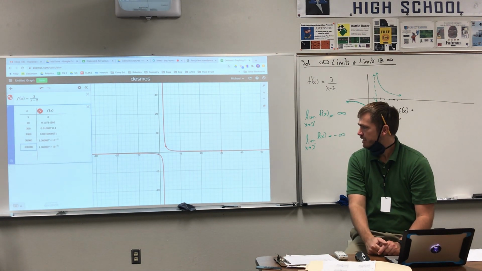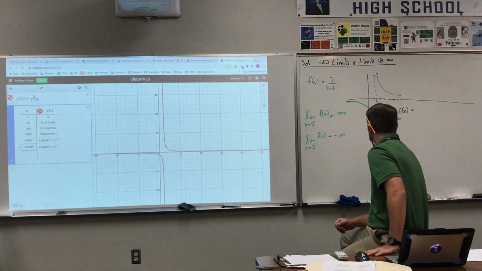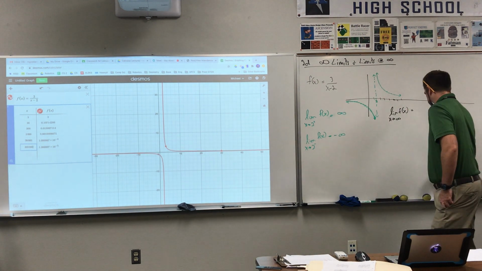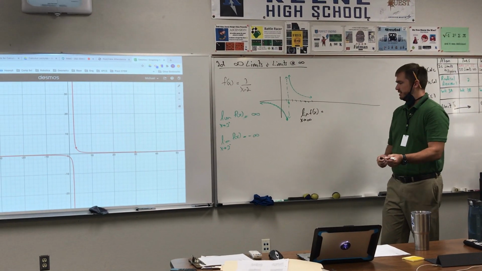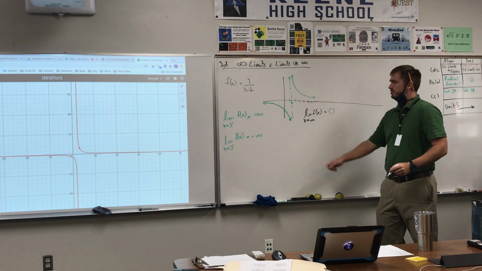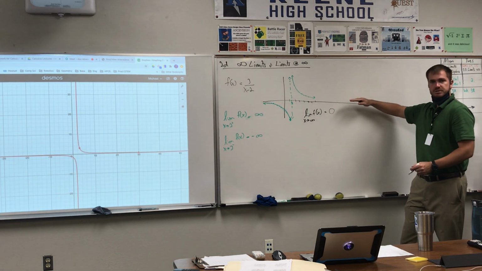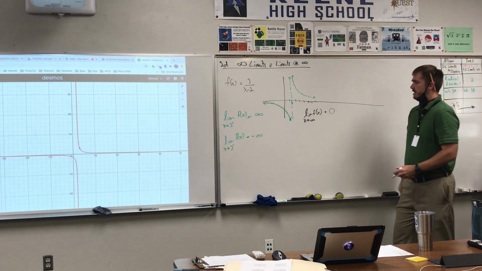So, what do you think we should put here? What is the limit of f of x as x approaches infinity? 0. Seems to me it's approaching 0. It's getting closer and closer to 0. Would you agree with that?